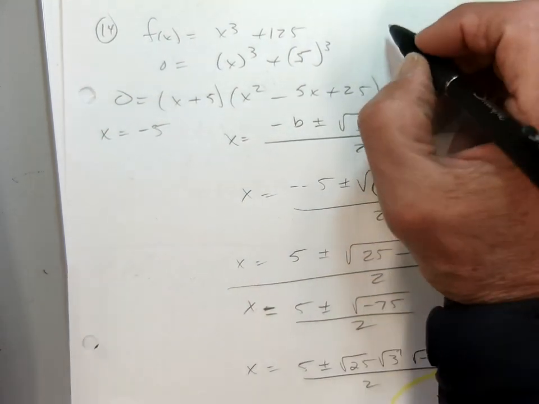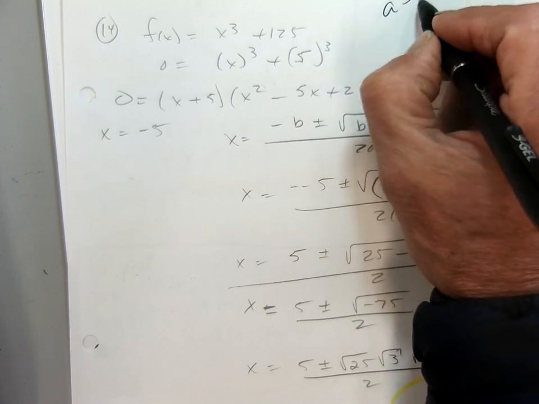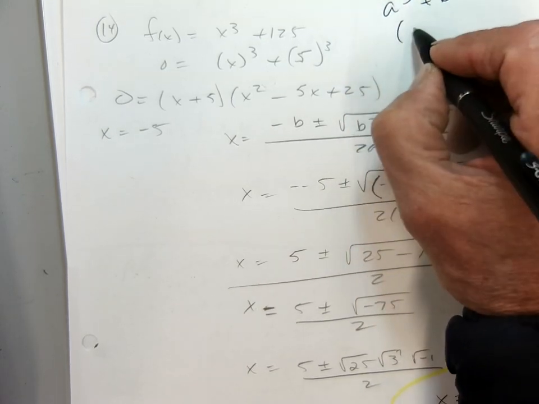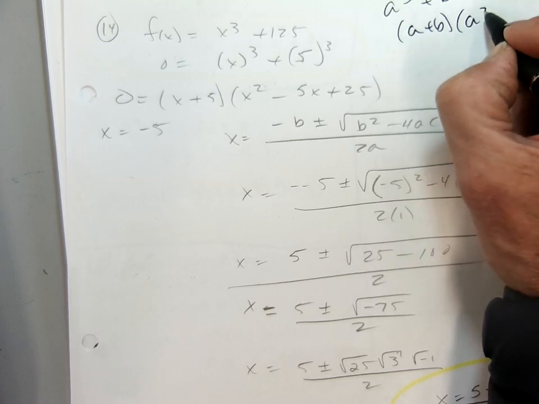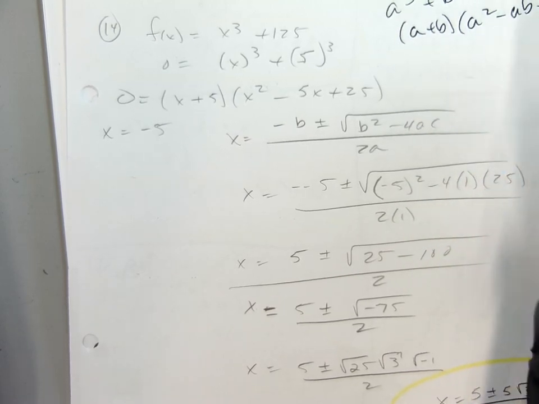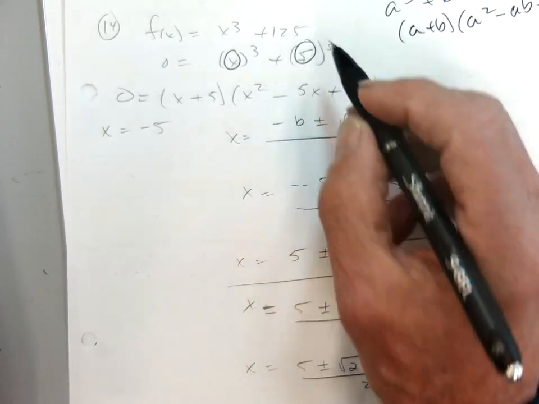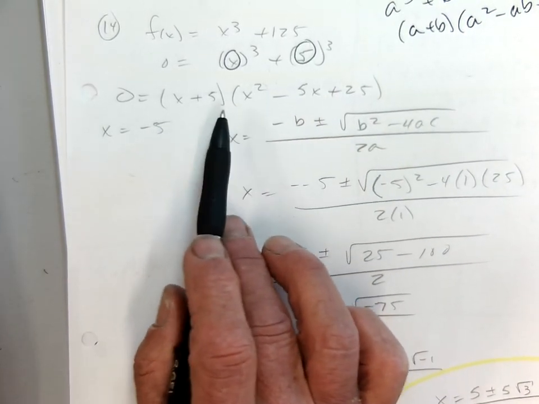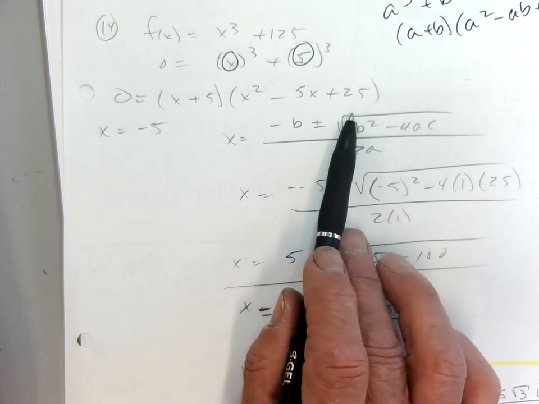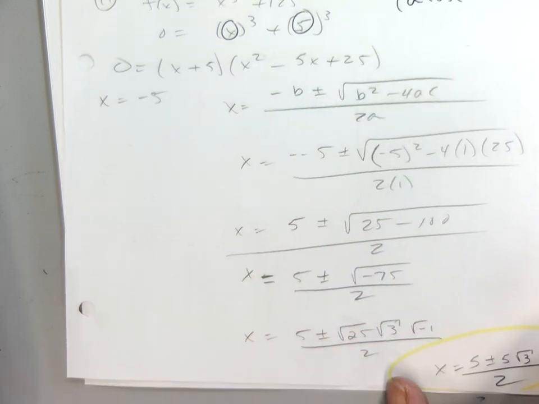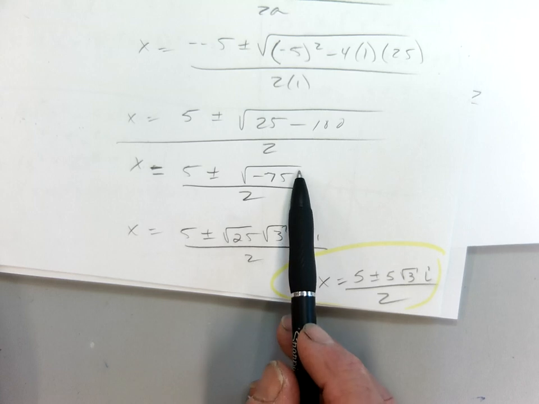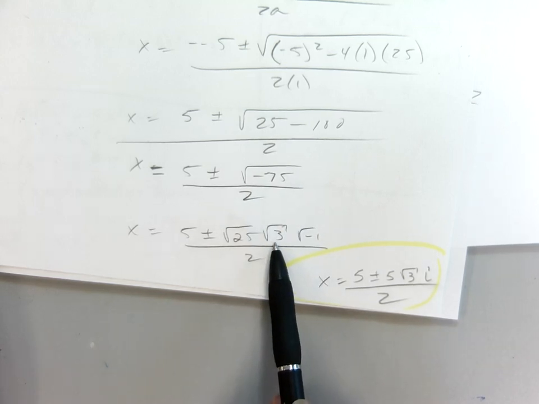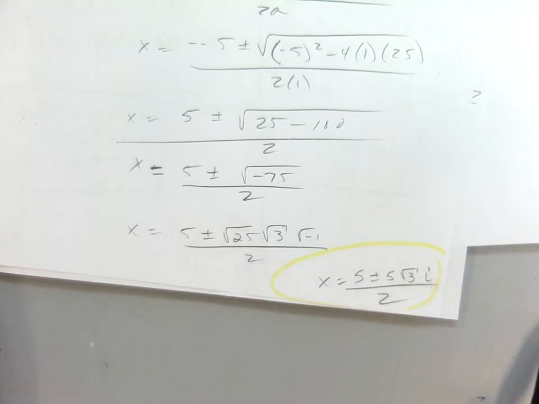14, I'm going to use my a cubed plus b cubed, which gives me my a plus b, a squared minus ab plus b squared. I'm going to let my a be x, my b be 5, and I put it into the formula. Now, this is easy, x plus 5, but this one I had to use the quadratic formula. Work down the quadratic formula all the way down to here. I reduce my negative 75, so I got 5 plus or minus 5 square root of 3i over 2. And that's it. You can pause at any time if it seems too fast for you. Easy peasy. There you go.